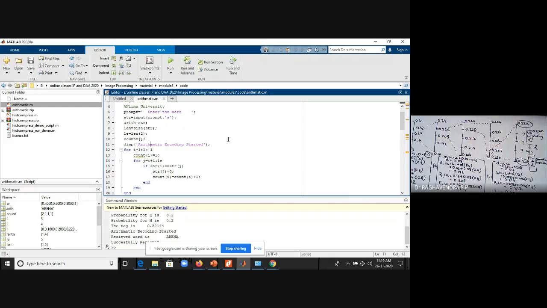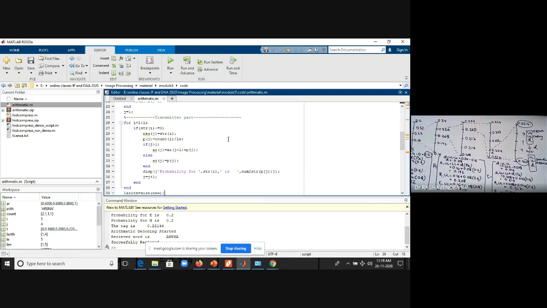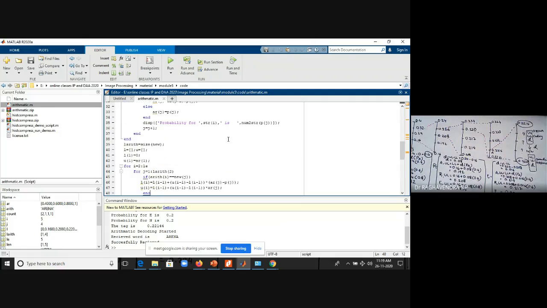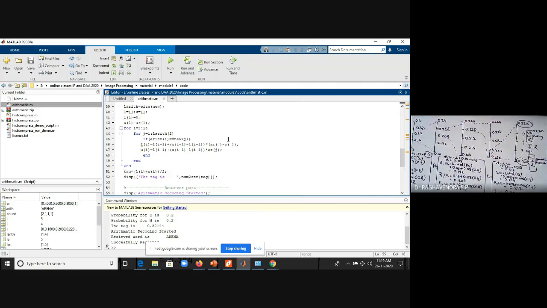Arithmetic encoding started. See, in arithmetic encoding, first we find the probability and we multiply that for each and every character. Encoding has been started. Then transmission happens. It will be transmitted through the link. Before transmission we are going to evaluate the probability. So we are finding the probability. The same formulas we used earlier, I have just implemented them here in MATLAB. Then it will be decoded finally.